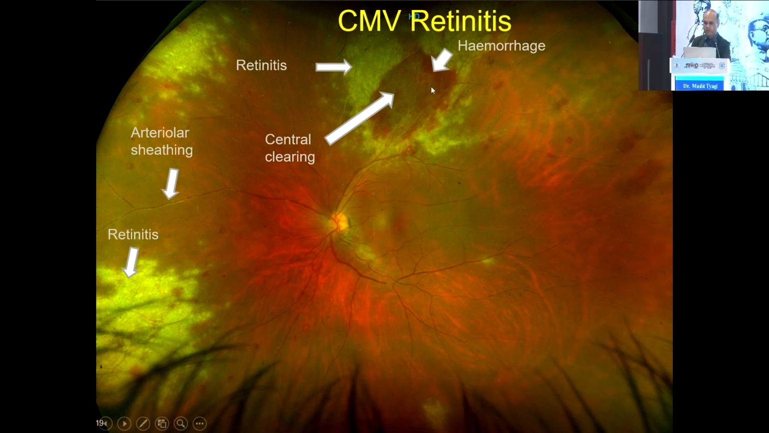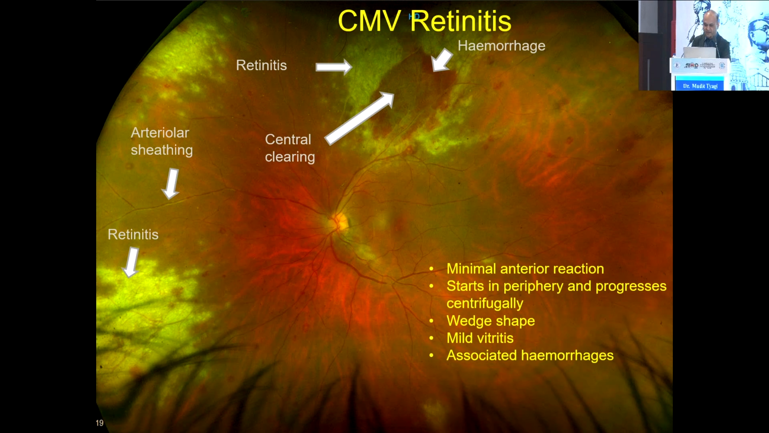Moving on to viral retinitis. So CMV retinitis again usually ends up having a classic pattern which we can identify just by a clinical examination. You can see these areas of retinitis, arterial sheathing, multiple hemorrhages. You may have a granular appearance in the periphery. Think of CMV retinitis. The point to remember also is that patients with CMV retinitis will usually have a very minimal anterior segment reaction, or the inflammation will be very less commensurate to the amount of the retinitis that you are seeing.